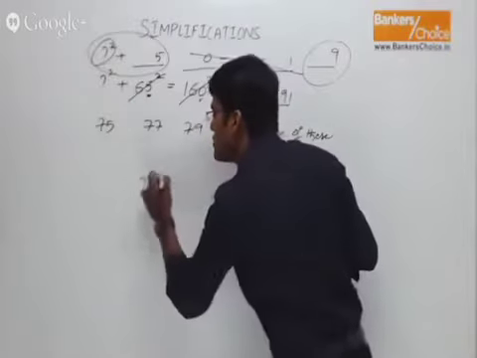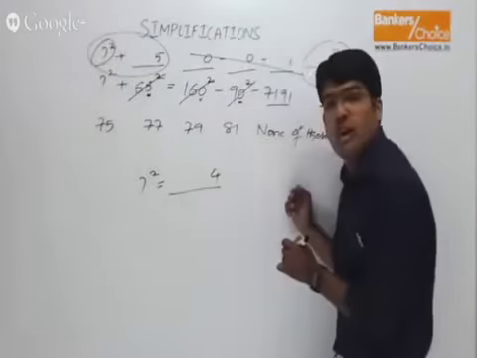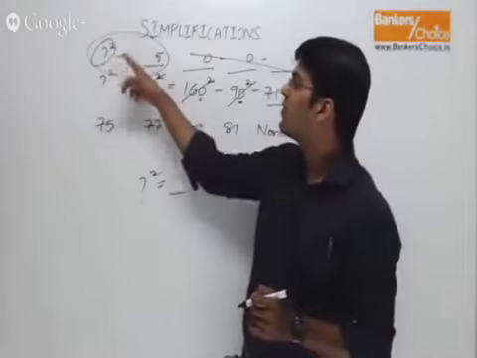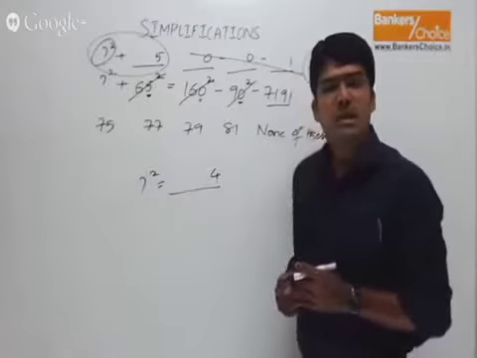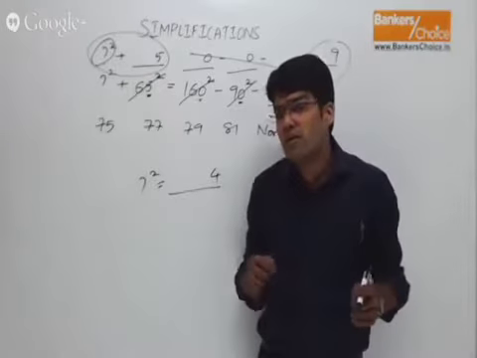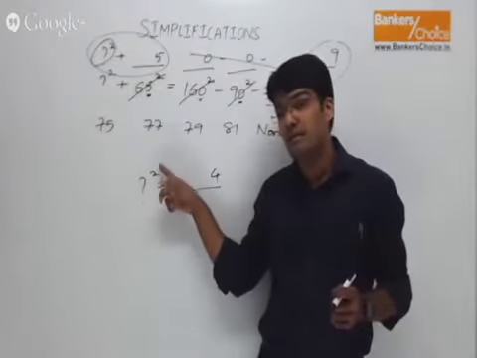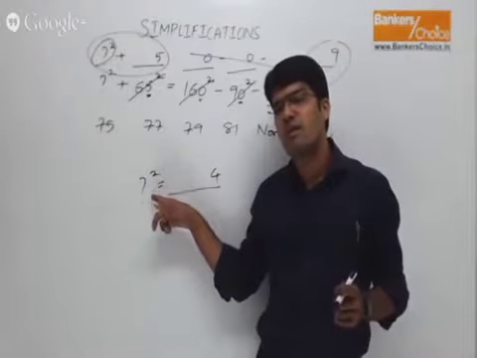Question mark square should be ending in 4. Why? If this value ends in 4, 4 plus 5 makes it 9. Question mark square should end in 4. Now when does the square of a number end in 4? Look at this. This is a square. Something should come in place of question mark. That's what we are required to find out.